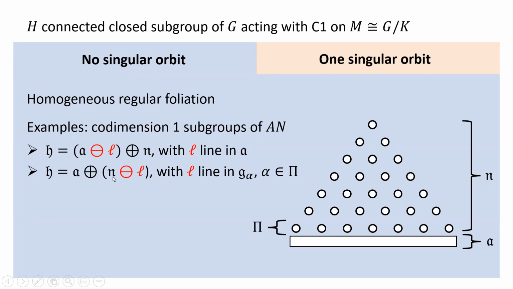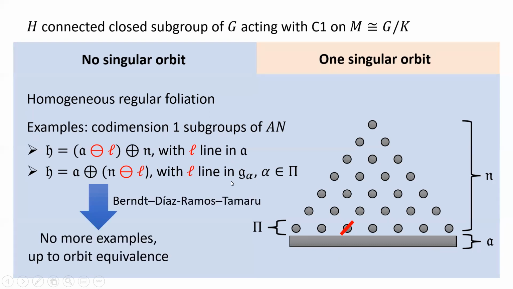You remove something one-dimensional from n, but n is graded, so you cannot remove anything. You cannot remove whatever you want. You have to remove something from a simple root space. Okay, for instance, something as in here. So this gives two families of examples, and it was proved by Berndt, Díaz-Ramos and Tamaru that up to orbit equivalence, these are the only examples of homogeneity one actions without singular orbits.